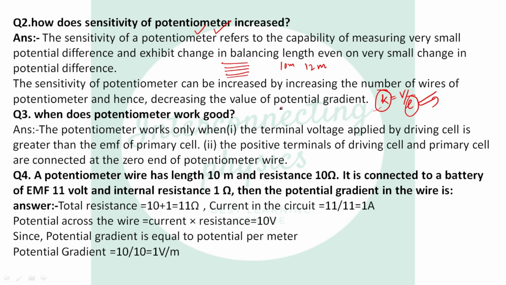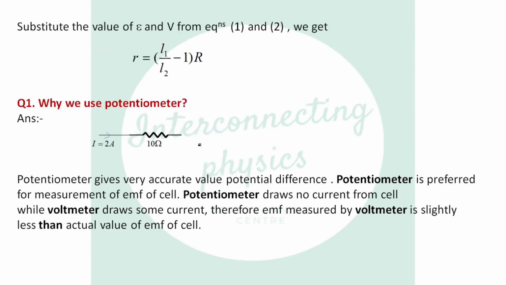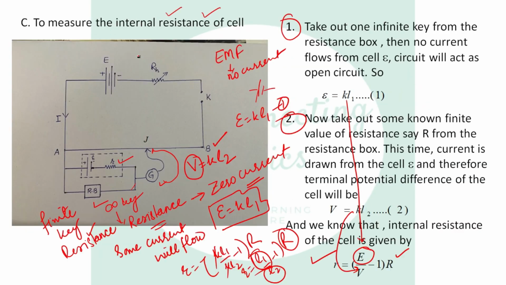It will work well, number 1, when the terminal voltage applied by the driving cell is greater than the EMF of the primary cell. So it will work well when the EMF of this cell is greater than the EMF of this cell. If by chance the EMF of this cell is not greater than this cell, the null point will never come in this circuit and the galvanometer will never show null deflection.